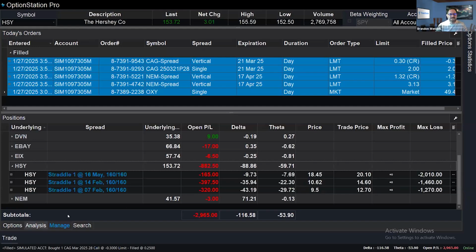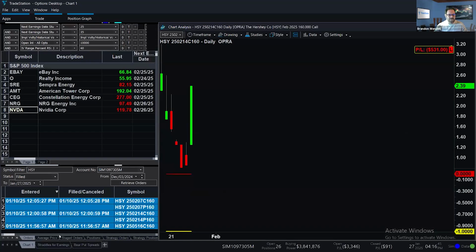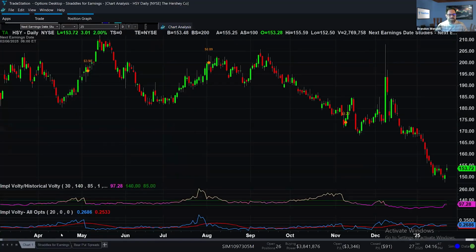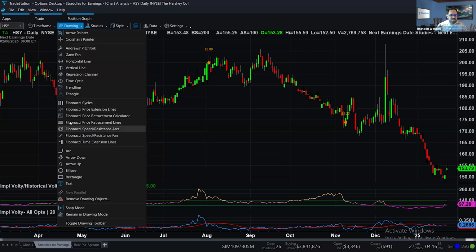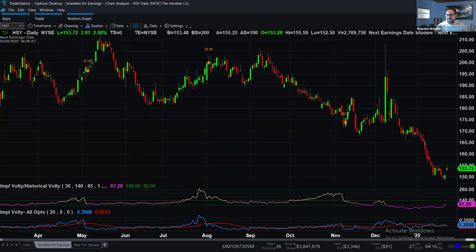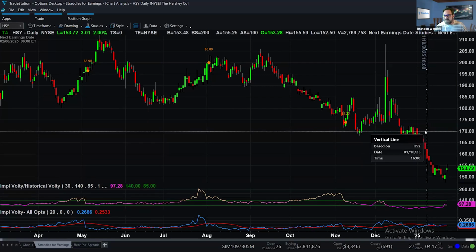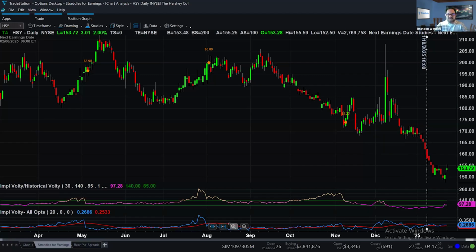Let's take a look at the chart. Actually, I'll go to this one. There we go. This is Hershey as well. And I should probably put in a vertical line there under drawings and vertical line. Where's the right day here? 15th. There it is. There's the 10th. And the reason why I zeroed in on that day, that's the day that I entered the position. Nope, let's see.